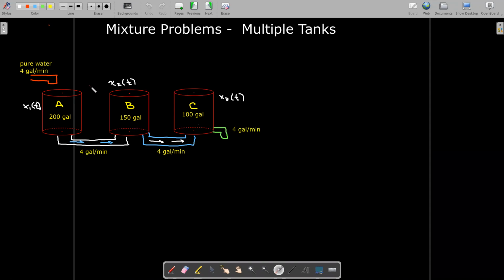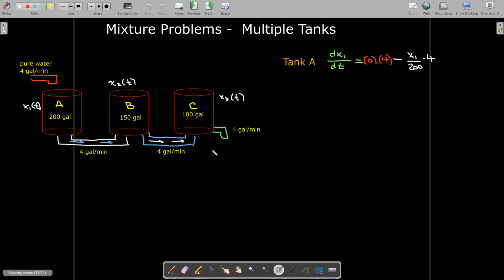We'll have 3 dependent variables, all of them dependent on t. x sub 1 is the amount of salt in tank A, x sub 2 is the amount of salt in tank B, and x sub 3 is the amount of salt in tank C. We'd like to set up a system of differential equations to model this system of tanks.